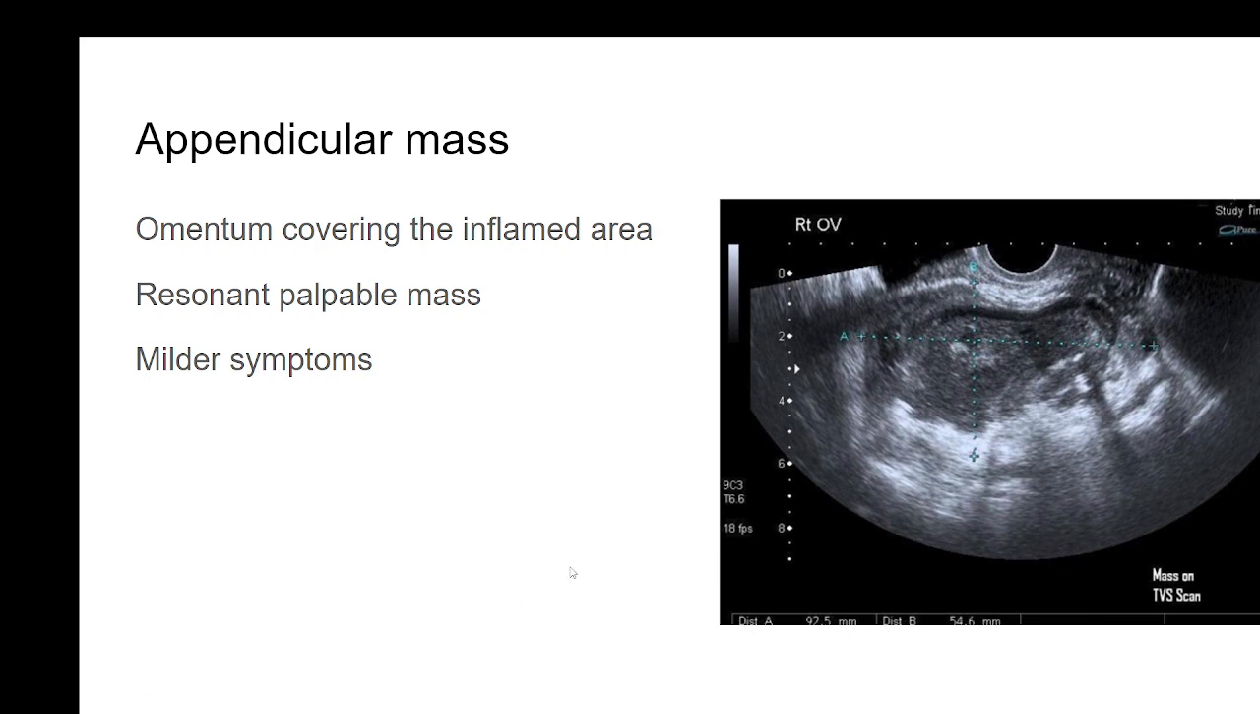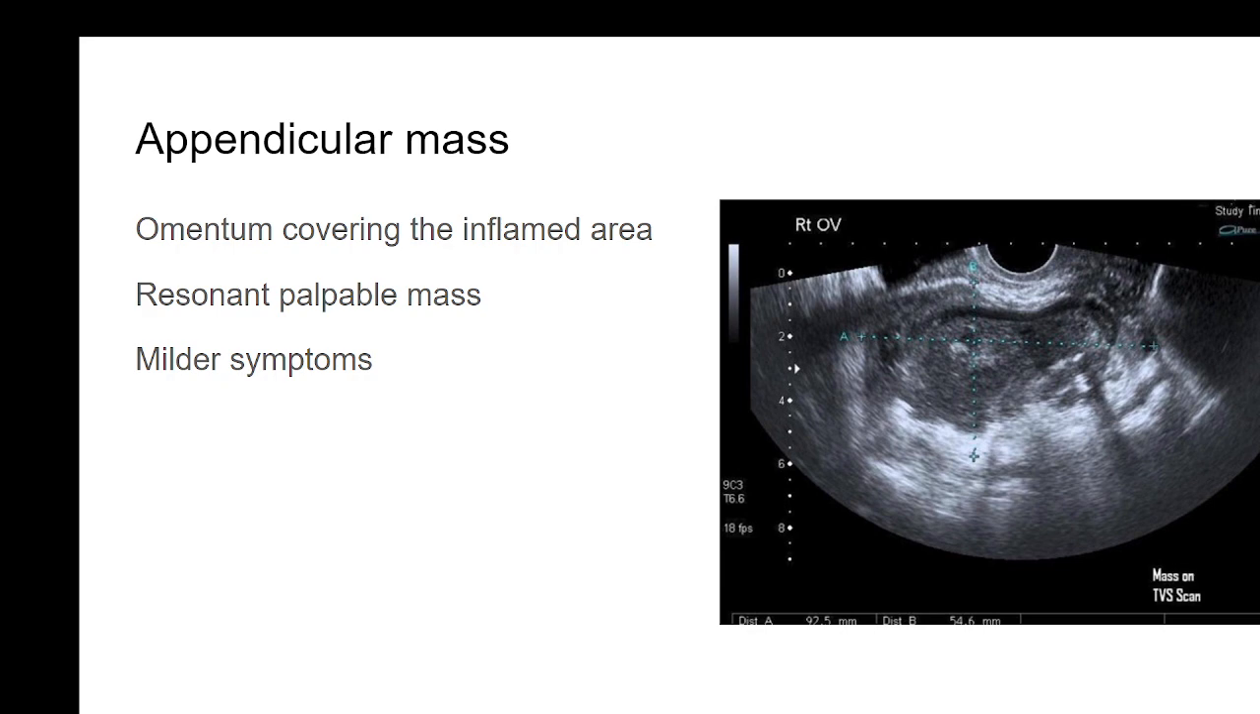Now that's about the basic issues of acute appendicitis. Now some more variants and the complications of appendicitis. Appendicular mass is not really a complication, but it's a natural sequela of appendicitis. Usually the omentum would be covering the area, and hence the mass is formed.